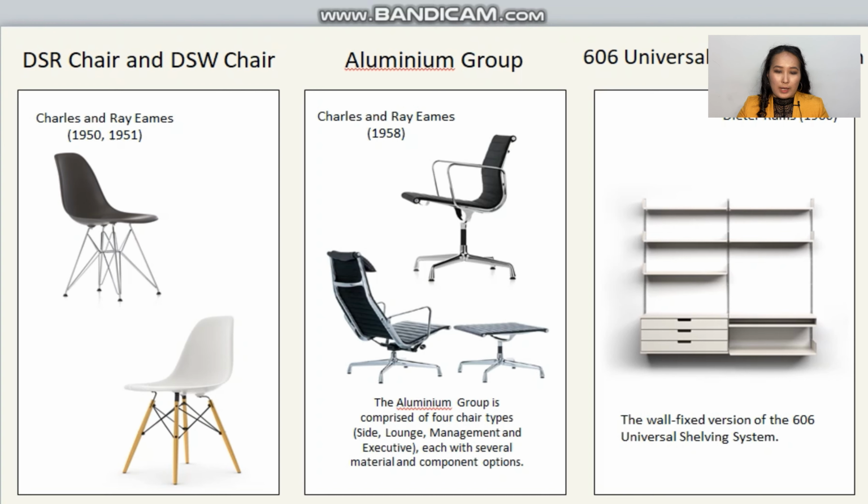The aluminium group, the next frame image you can see, is assembled from only 6 major components. The aluminium group offers many variations of that material, base options and adjustments, ranging from the original routing versions to gas-assisted height adjustment and so on. The last one, the 606 Universal Shelving System, was designed in the 1960s by Weitzel and Zapp, while Rams was head of design at Braun.